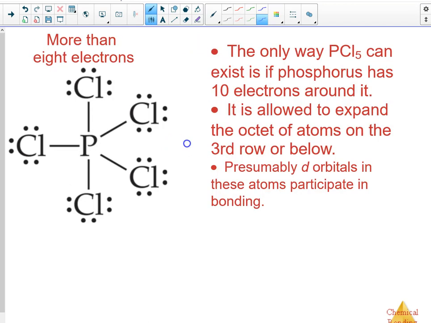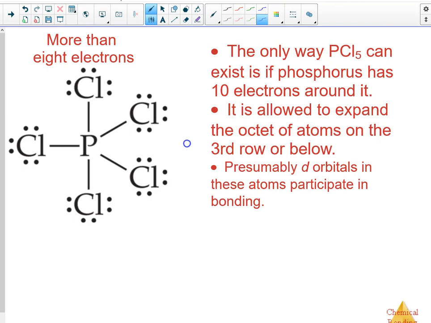Okay, more than 8. More than 8's pretty simple. Especially here, PCl5. It has to have more than 8 around it because there's 5 things. All right, so the only way PCl5 can exist is if phosphorus has 10 electrons around it. It is allowed to expand the octet of atoms on the 3rd row or below. Presumably, d orbitals in these atoms participate in bonding.